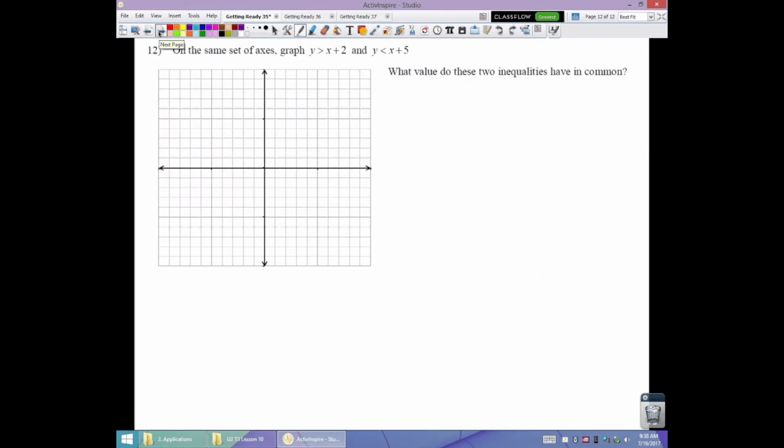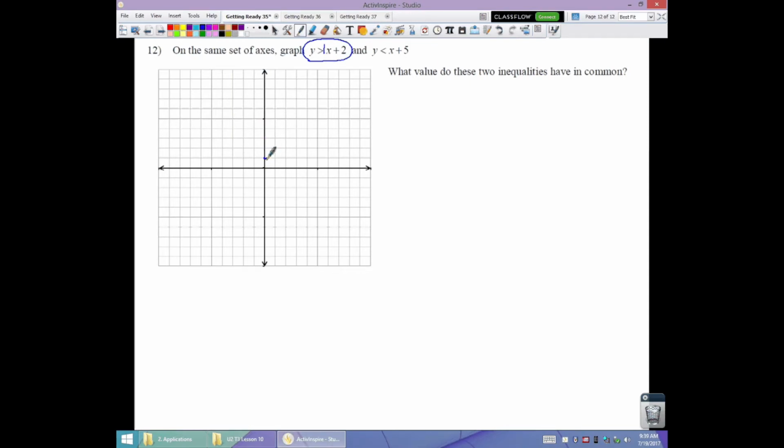Okay, now finally we have a system here. On this same set of axes, we're going to graph two inequalities. Now there's not as much work to do because they're both in slope-intercept form. So let's say we're going to do this one first in blue. The blue one has a slope of 1 and a y-intercept of 2.